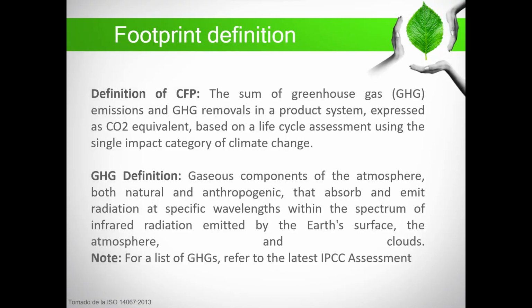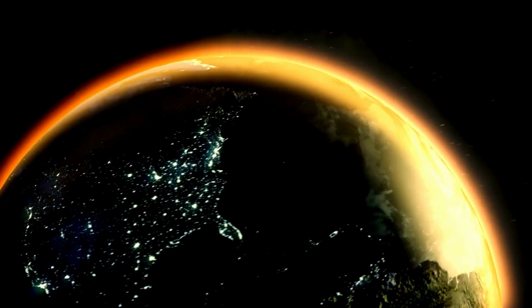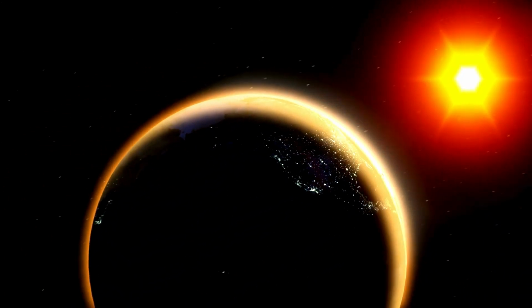The greenhouse gases, or GHGs, are pivotal to this concept. They are the gaseous components in our atmosphere, both naturally occurring and those resulting from human activities, that have the ability to absorb and emit infrared radiation. This characteristic of GHGs plays a crucial role in the Earth's climate system.